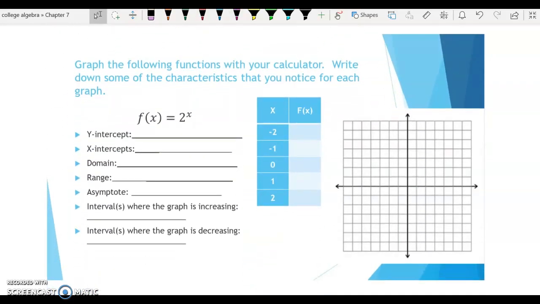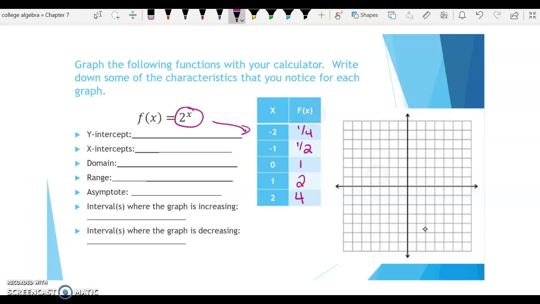So the first thing I'm going to have you guys do is we're going to do this together. But if you're at home and have a graphing calculator, I would like for you to use a graphing calculator. If not, you can use Desmos. We're going to take this equation, fill in these numbers, and graph it. So if I did 2 to the negative second, I would get 1/4. To the negative first, I would get 1/2. To 0, anything to the 0 power is 1. Do not forget that. That's very important. Anything to the first is itself, and then 2 squared would be 4.